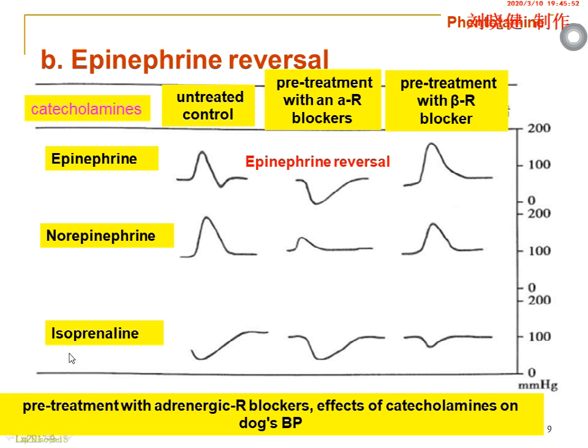Now look at isoprenaline. Because this drug is a beta receptor agonist, pre-treatment with alpha blockers has no obvious change. These two curves are the same. But these curves are caused by pre-treatment with beta receptor blockers. Can you understand? Okay, this is epinephrine reversal.